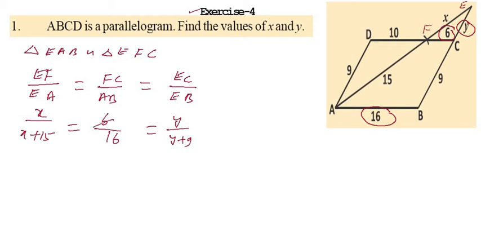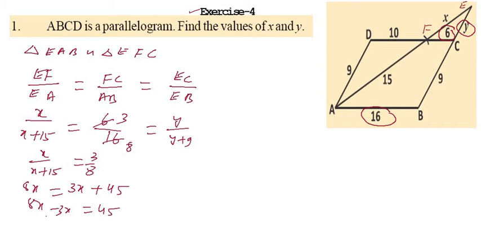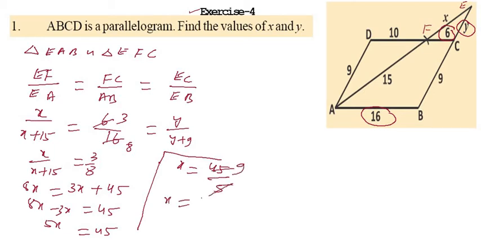So first of all, 6 upon 16, that is 2 3s are 6 and 2 8s are 16. Now you can say here X upon X plus 15 will be equal to 3 by 8. Now do the cross multiplication. It is 8x will be equal to 3x plus 3 15s that is 45. Now 8x minus 3x is equal to 45. That is 5x is equal to 45. Now x will be equal to 45 divided by 5. So 5 1s are 5 and 5 9s are 45. So x will be equal to 9 and that is your first answer.